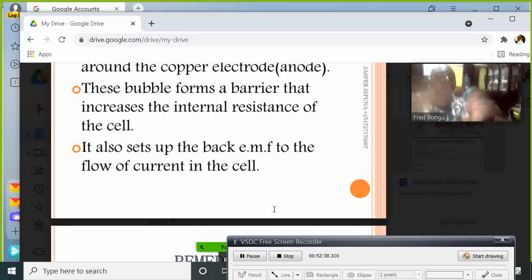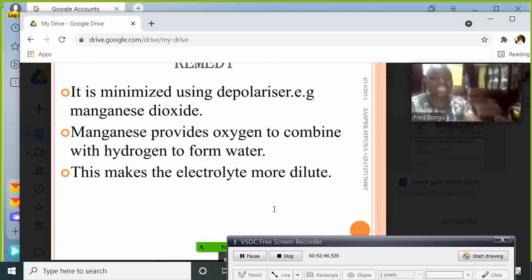This cell cannot provide the EMF, because where is the EMF going to flow from? So this is a major setback to the flow of current. Now, this is a defect. How do we minimize this?